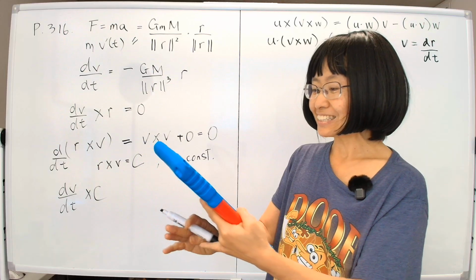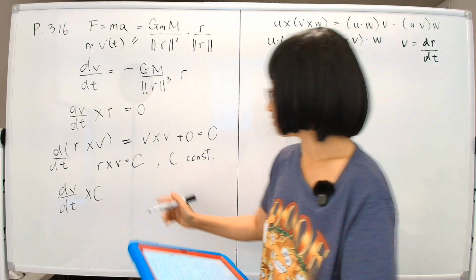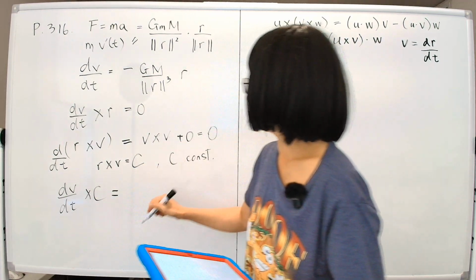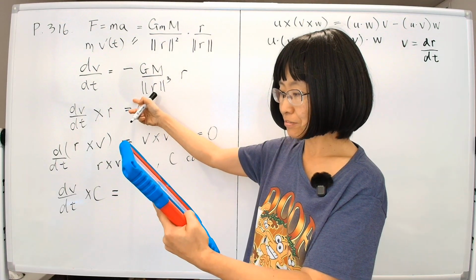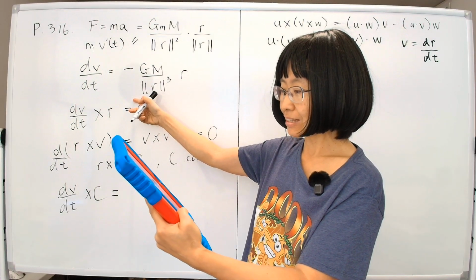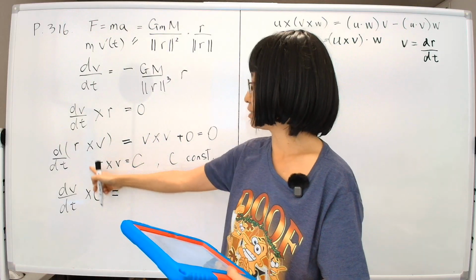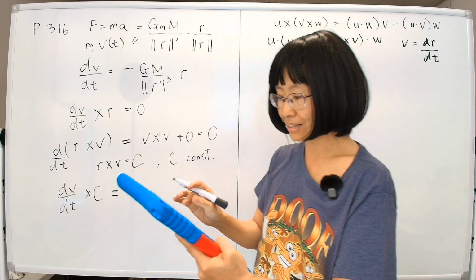Okay, so let's calculate that. And what do we have? Going back to what dv by dt was, it is this thing right here. Okay, so we write that down. And then cross c. What is c? C is this thing right here. So we write that down.